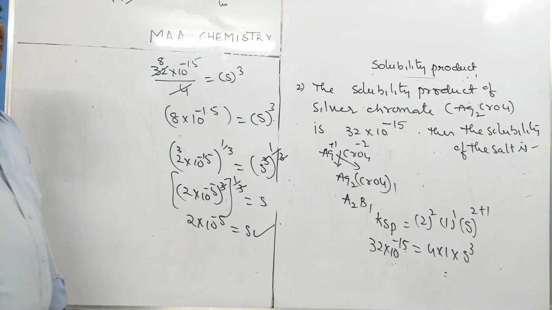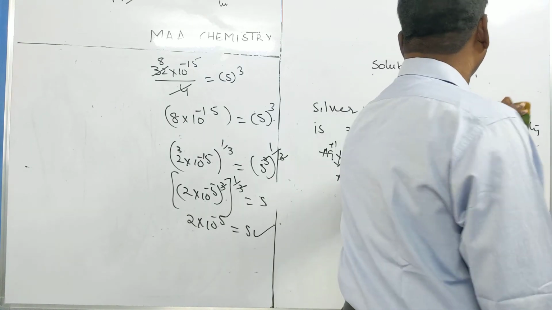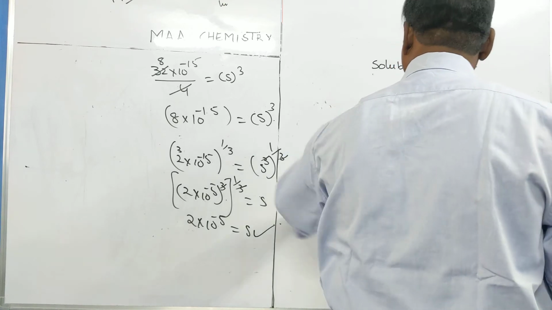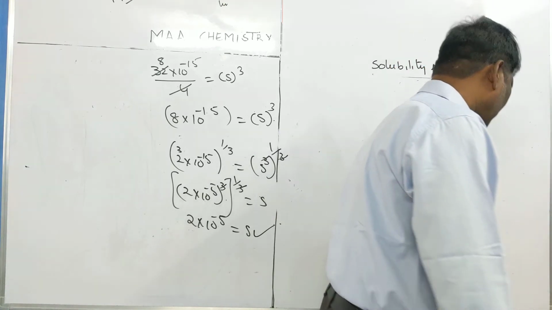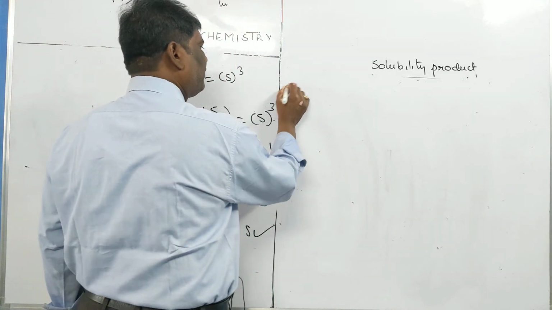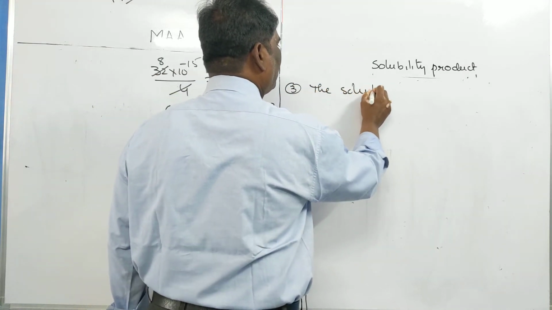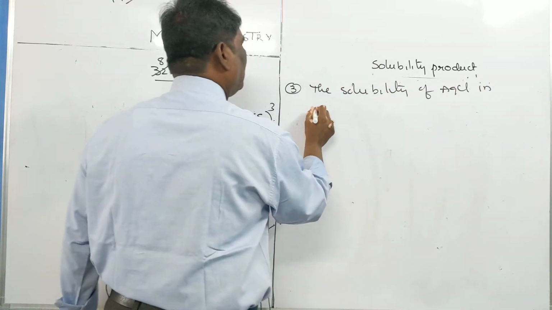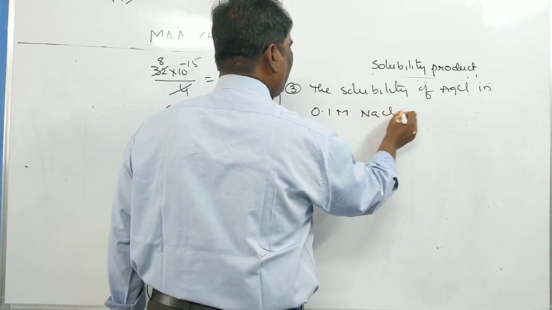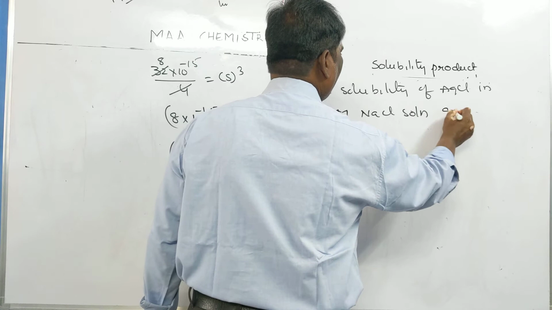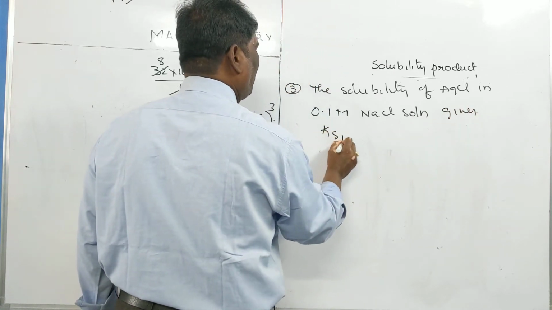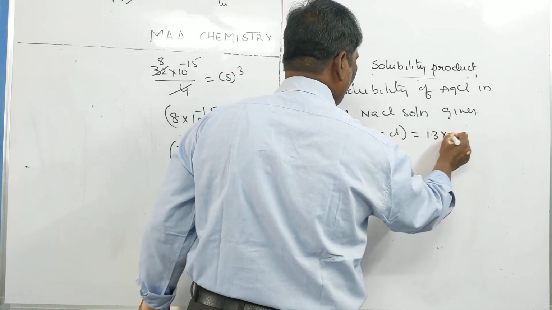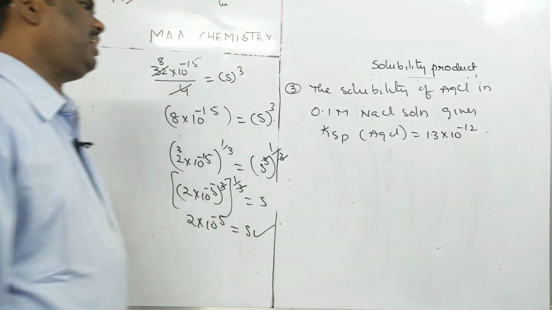Okay, now this is the second model. The third model problem. We have nearly 4 model problems. So 2 are completed, and now we have to explain the third model. The third model is the solubility of silver chloride in 0.1 molar NaCl solution, given KSP of AgCl is 1.3 × 10⁻¹². This is the question given.